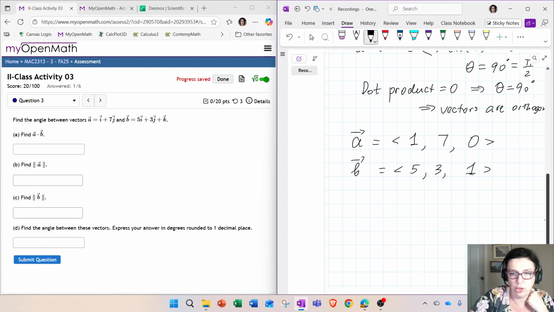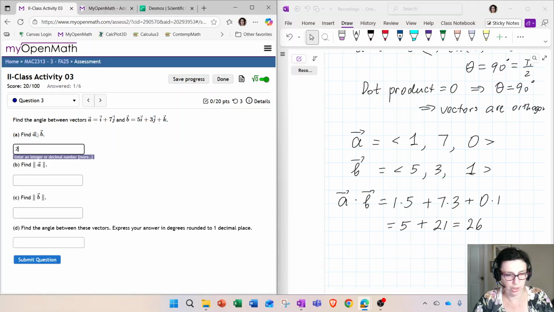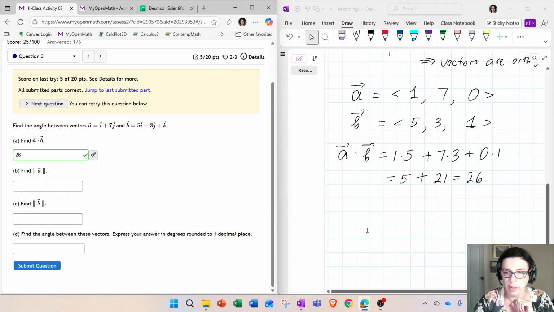Okay, so first let's determine the dot product, which is just going to be multiplying, right? So it's going to be 1 times 5 plus 7 times 3 plus 0 times 1. Okay, so this looks like it's 5 plus 7 times 3 is 21. So looks like that's 26. Okay, let me just check that. If not, I'll bring up the calculator. No, that looks right. Okay.